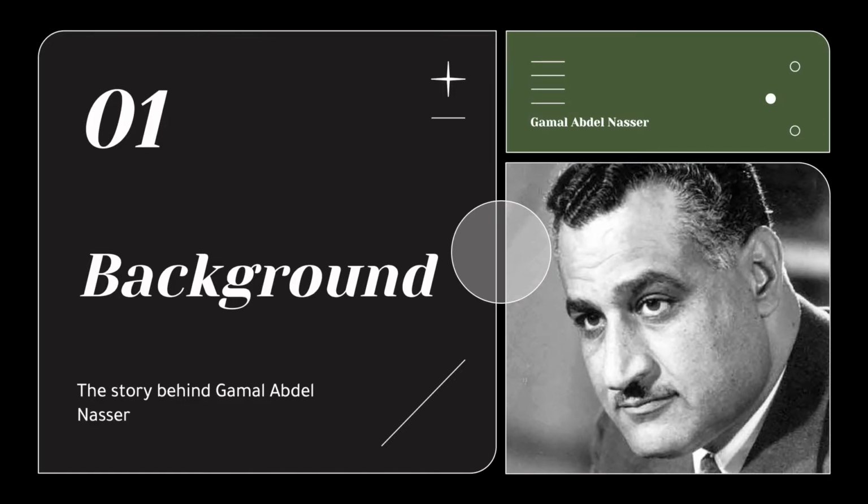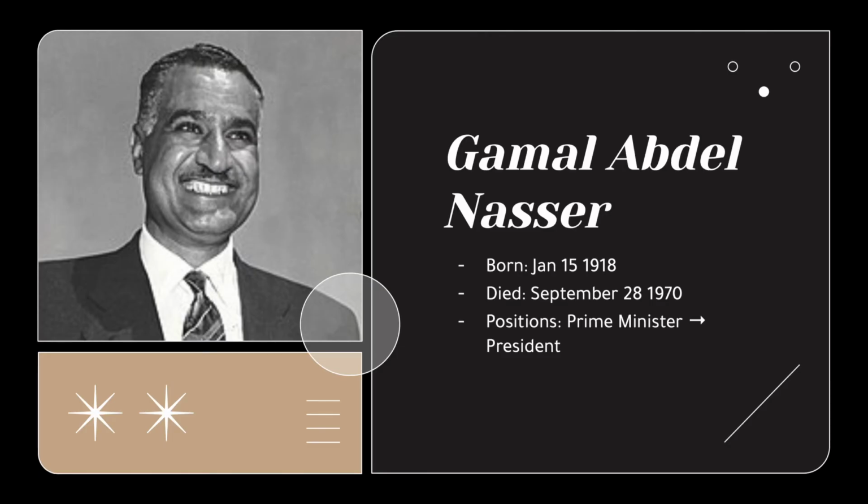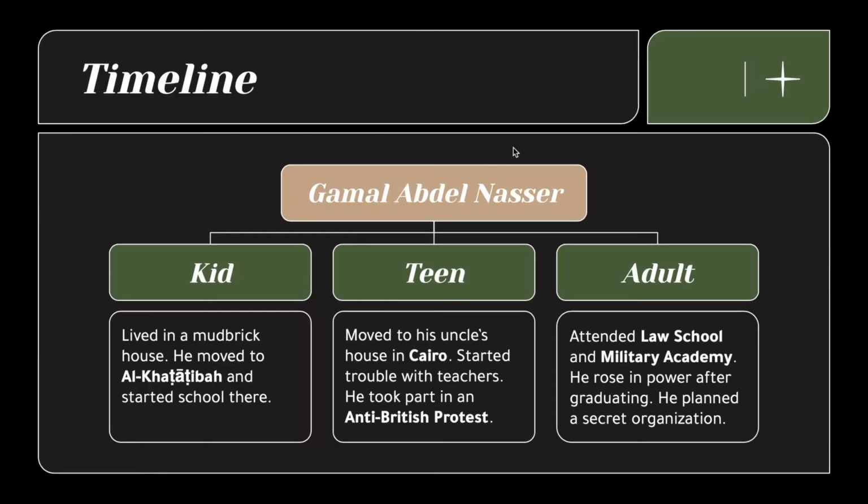Okay, so for his background, Gamal Abdel Nasser was born on January 15th, 1918, in Alexandria, Egypt. He died on September 28, 1970, at the age of 52 due to a heart attack. He was the Prime Minister of Egypt from 1954 to 1956, and he was the President of Egypt from 1956 to 1970. So when he was a kid, he lived in a mud brick house on an unpaved street in the Balkos section of Alexandria.